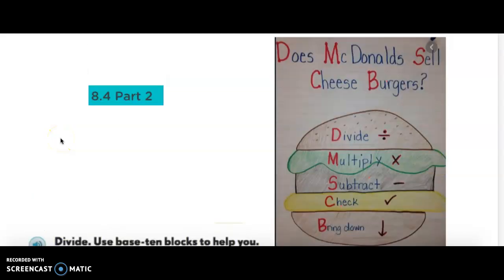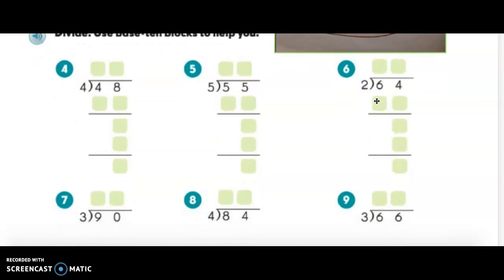All right, so we are on to the second part of 8.4. So again, we are going to be using this to guide us through the steps of division. Does McDonald's sell cheeseburgers? So using those first letters to support us. So we're just going to do a bunch of examples today just to talk through it and make sure we are starting to get the hang of it.